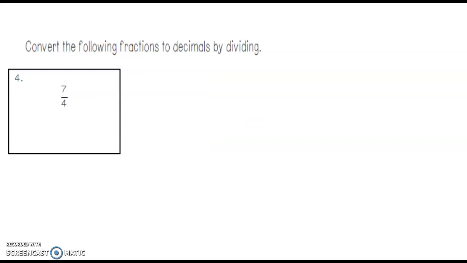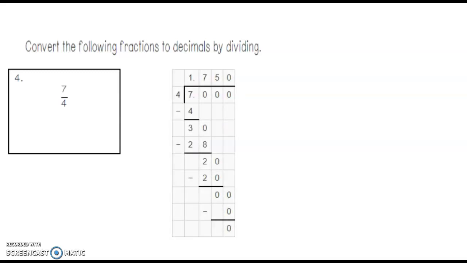7/4 is an improper fraction. Since it's an improper fraction, you want to make sure that you are still following the rules of top in, bottom out. So 7 is our dividend and 4 is our divisor. 4 goes into 7 1 time. 4 times 1 is 4. 7 minus 4 is 3. And then we're going to add a decimal and bring down the 0.